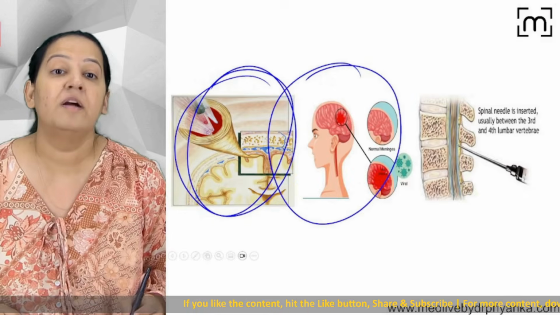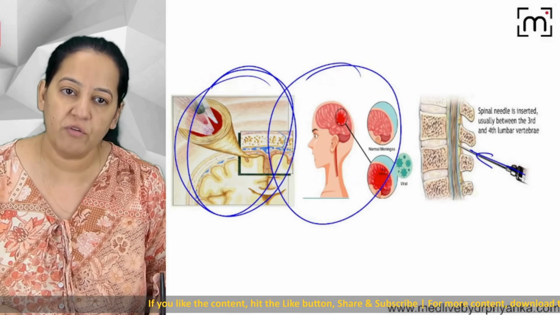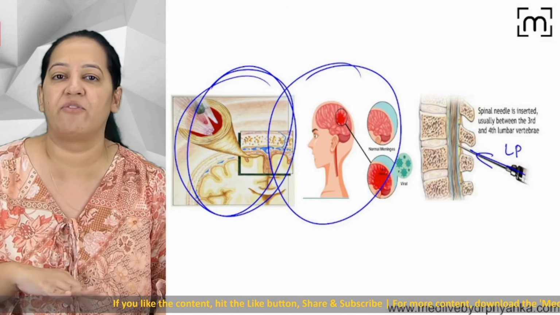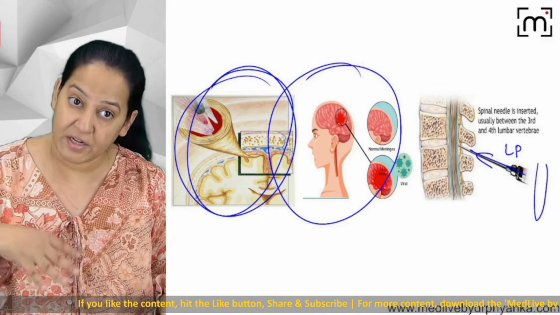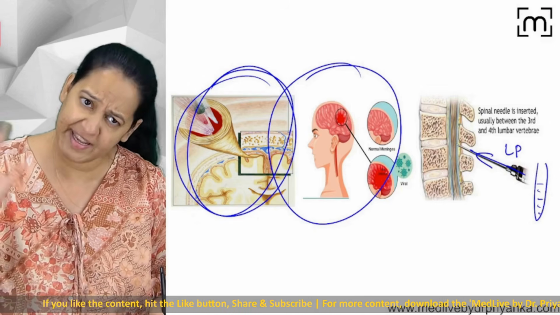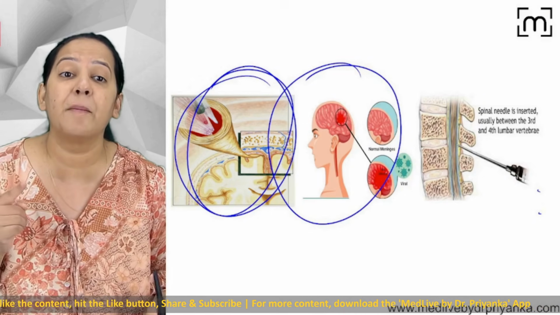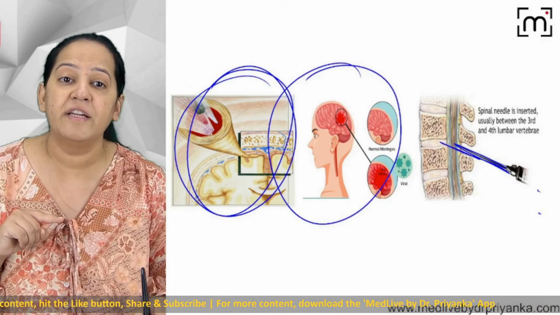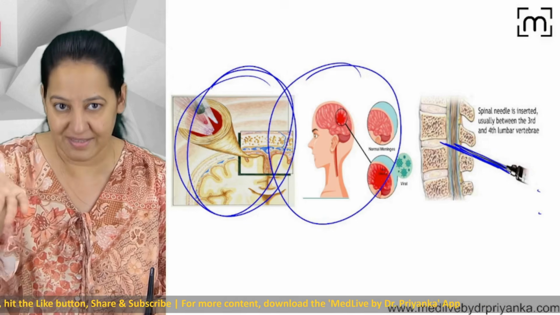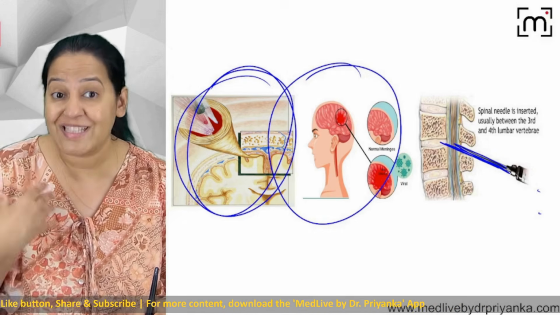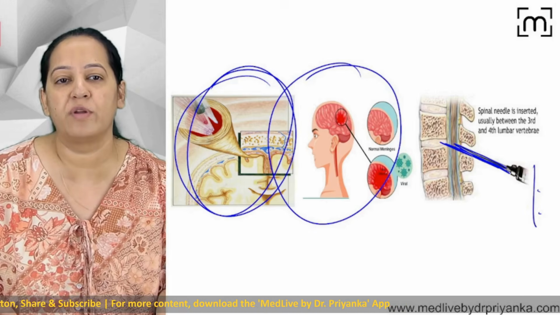What do you mean by etiologic? While performing lumbar puncture, we perform it to take the CSF out. We want the CSF for diagnostic purposes, so we are performing lumbar puncture. For that, we are inserting a lumbar puncture needle into the meninges to aspirate the CSF out in a test tube.